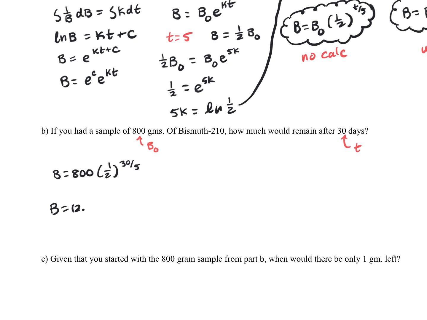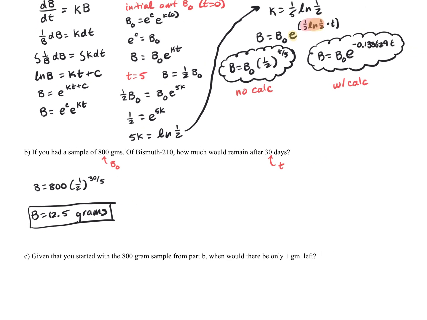So here we get 12.5 grams of bismuth 210. Or if we use our other equation that we generated with our calculator, so 800 times e to the power of negative 0.138629 times 30, we actually get the exact same answer, 12.5 grams.